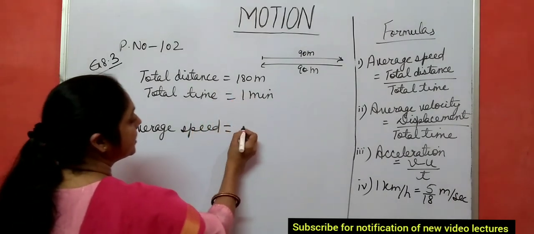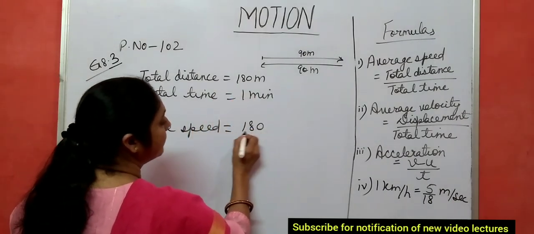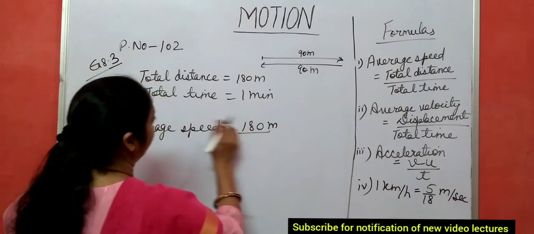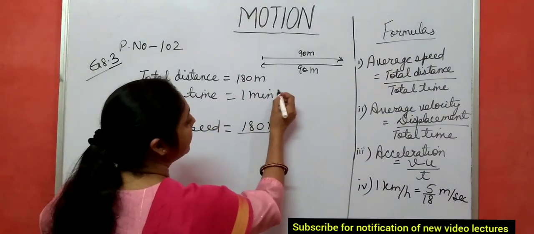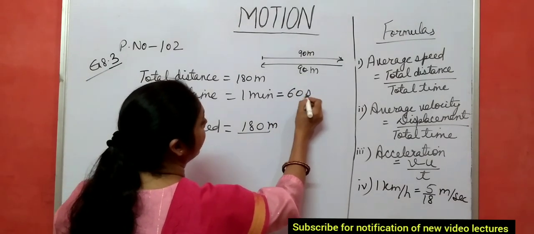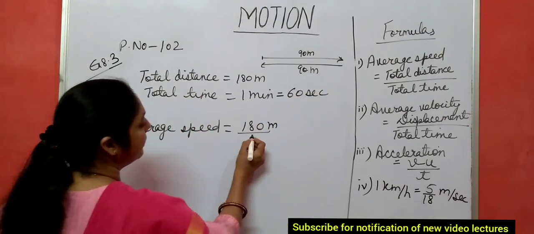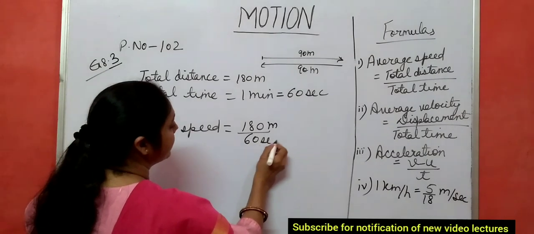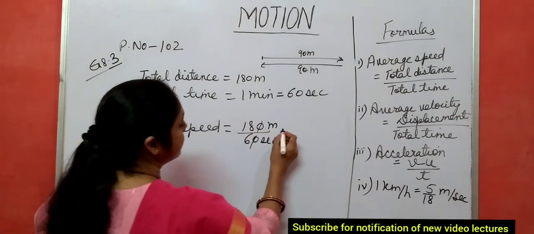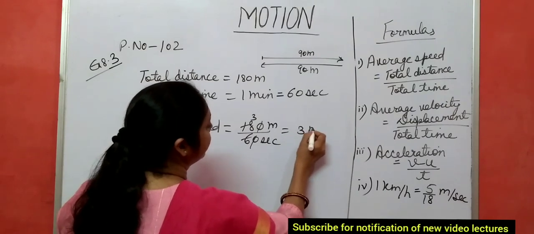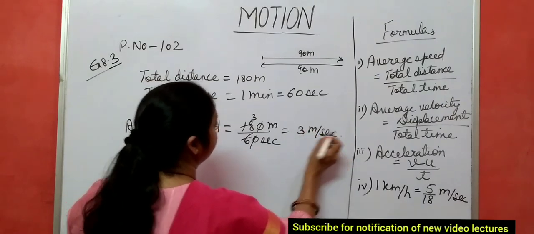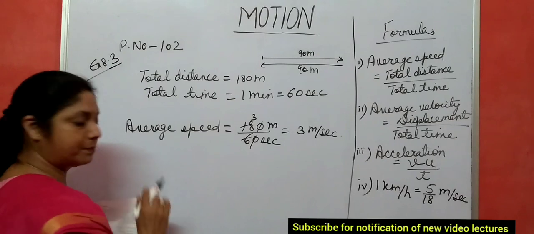And what is total distance? 180 meter. And what is total time? 1 minute. You have to change this minute into second. And 1 minute is 60 seconds, right? So you write 60 seconds. This and this cancel. 6 1s are 6, 6 3s are 18, so it is 3 meter per second. This is the value for average speed.